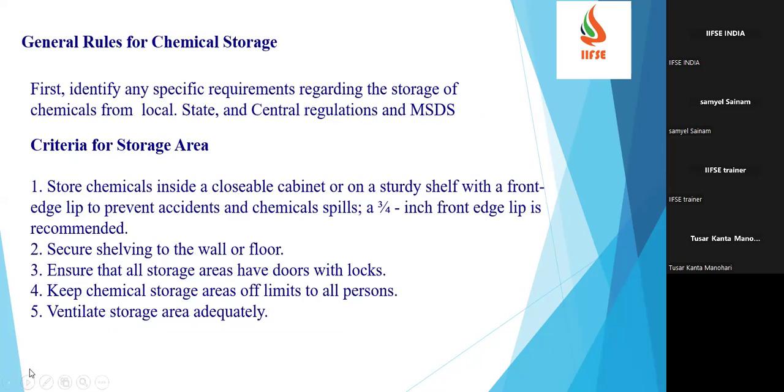Now, also, what are the general rules for chemical storage? First, we need to check any specific requirements regarding the storage of chemicals from local, state and central government regulations and the MSDS. So first we have to see at the state level, based on the quantities, whether we need any permits or need to obtain any license from the local authorities or from the central government, or whether there are any other requirements defined in the MSDS, which is supplied by the supplier. All these things have to be checked.